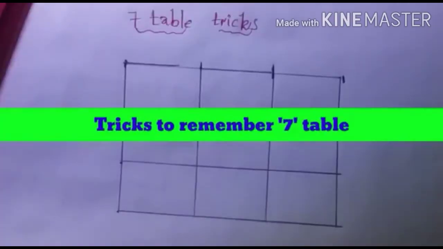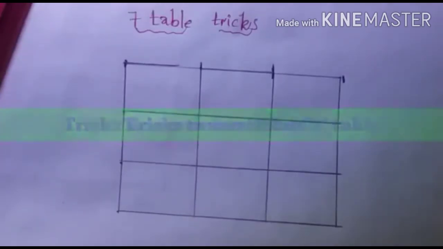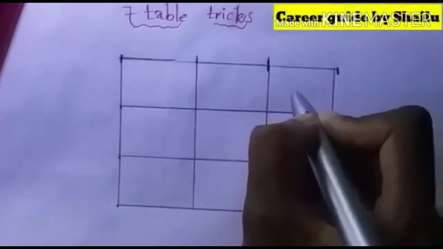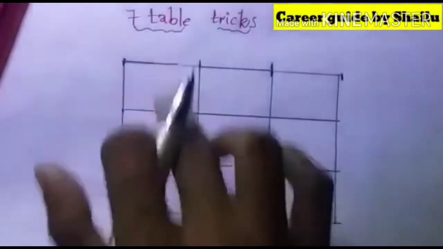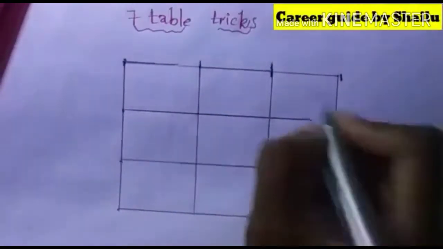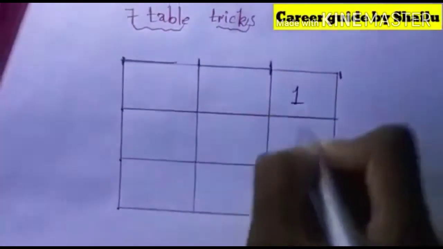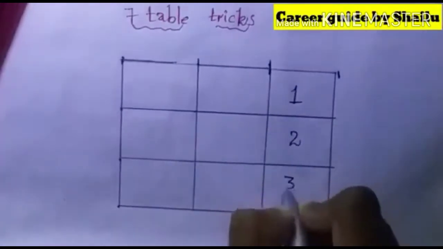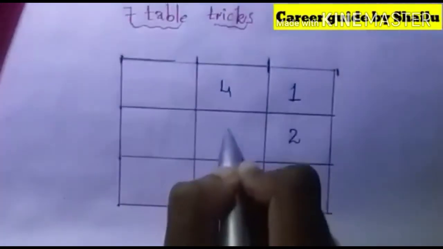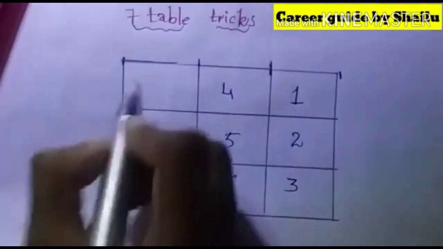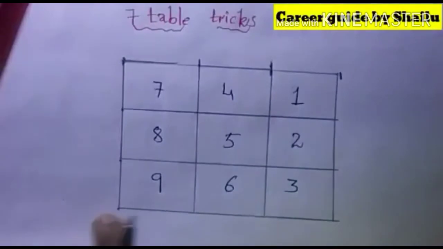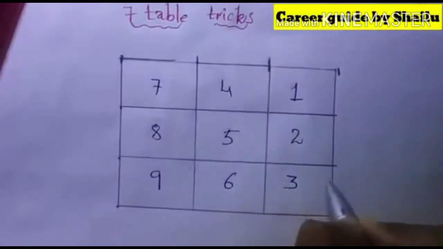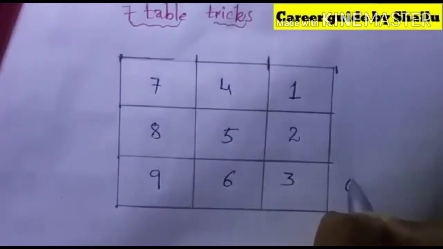Hi everyone, in this video I am going to explain to you the tricks to remember 7 table. Let's begin. So we have to consider 3 rows and 3 columns and now start writing 1, 2, 3, 4, 5, 6, 7, 8 and 9 and in the bottom row we have to consider the last column as 0.